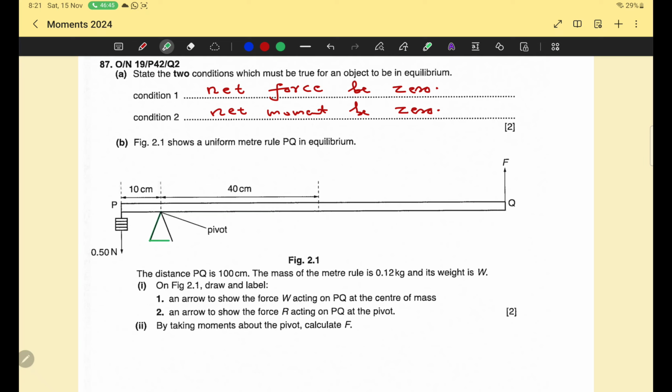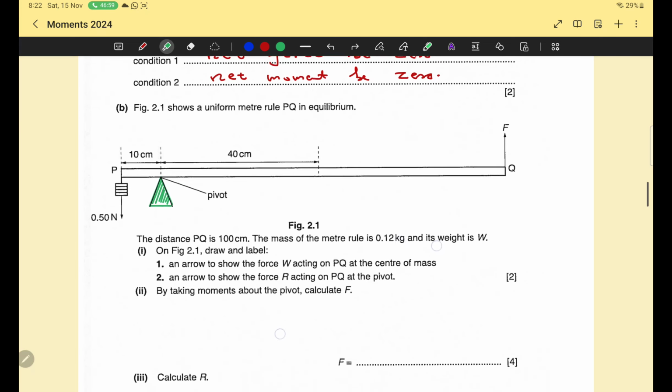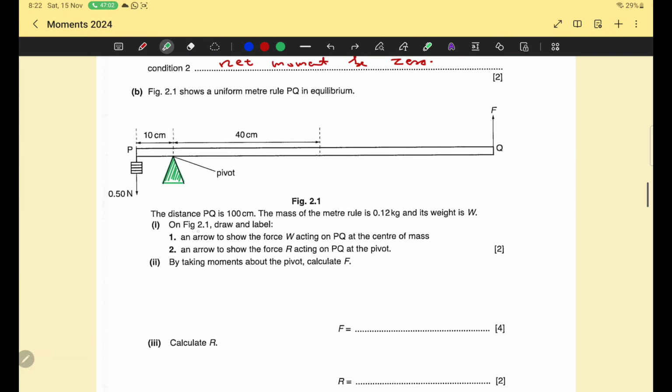And now a question is here. This is a pivot. This is a pivot. And again, this is a uniform meter rule. And it is given the meter rule is balanced. Okay, meter rule is in equilibrium. The distance PQ is 100 centimeter. P to Q, it is 100 centimeter. The mass of ruler is 0.12 kg, and now you have to draw arrows to show the weight of the ruler.